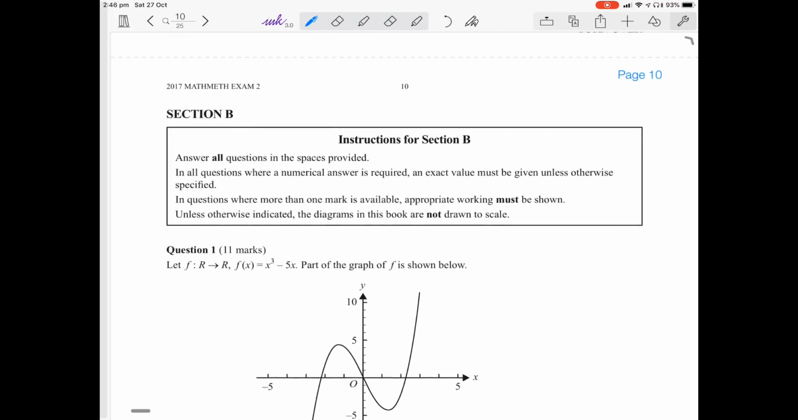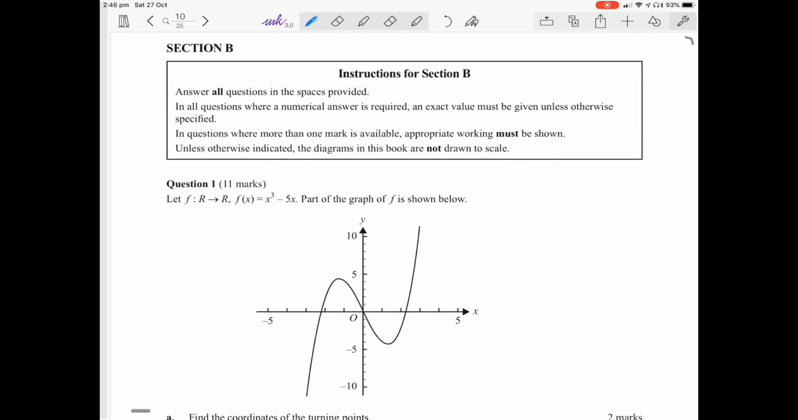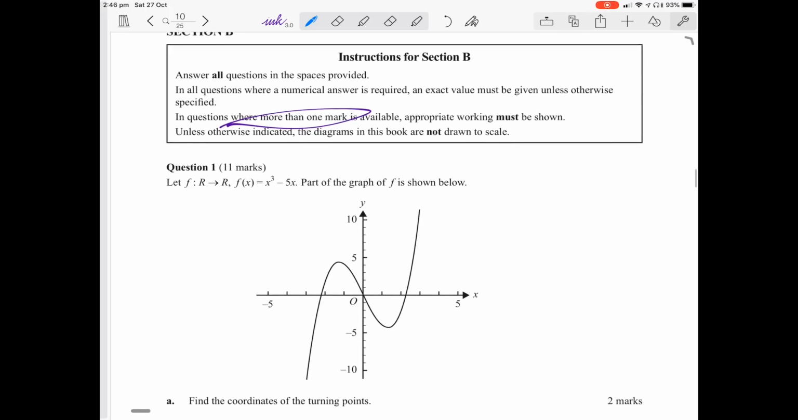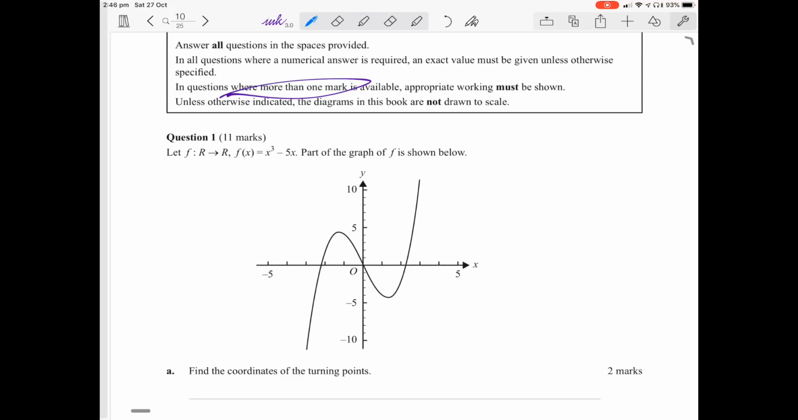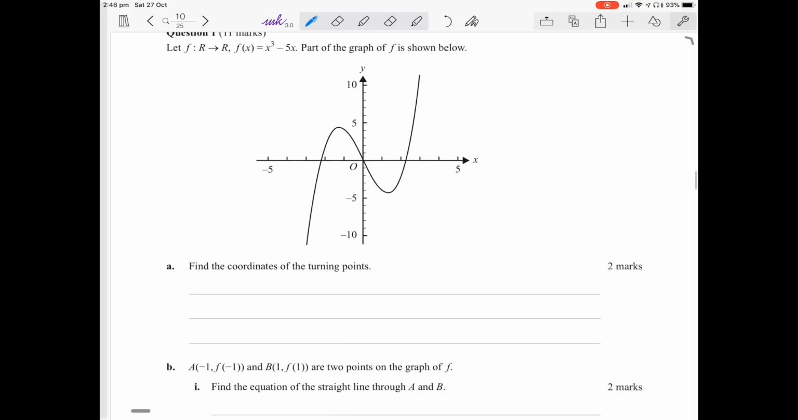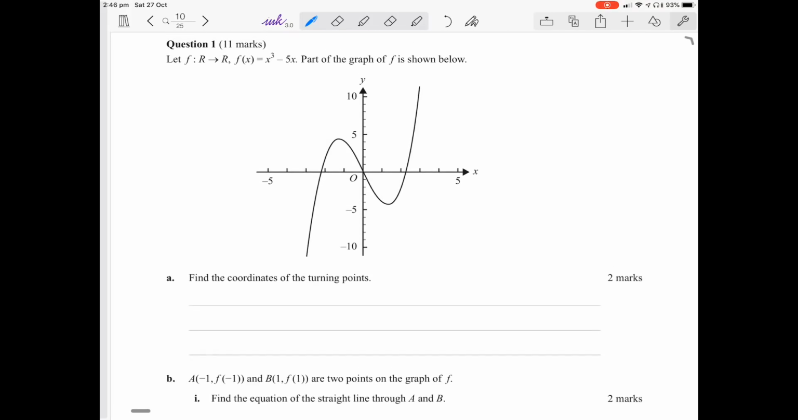Okay, so all questions in the answers provided. More than one mark is available. You must show working out. Diagrams are not drawn to scale, and exact values must be given unless otherwise specified. Okay, x cubed minus 5x, part of the graph is shown. Find the coordinates of the turning point.